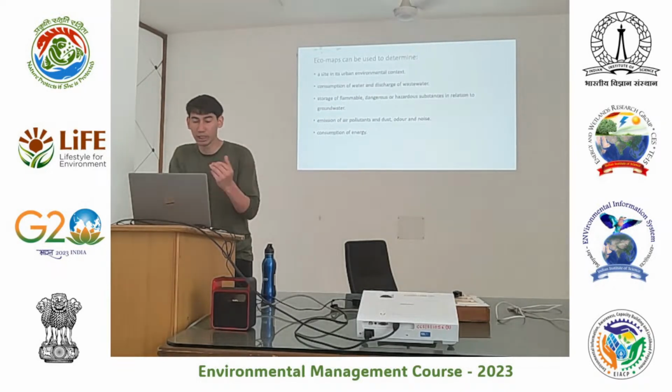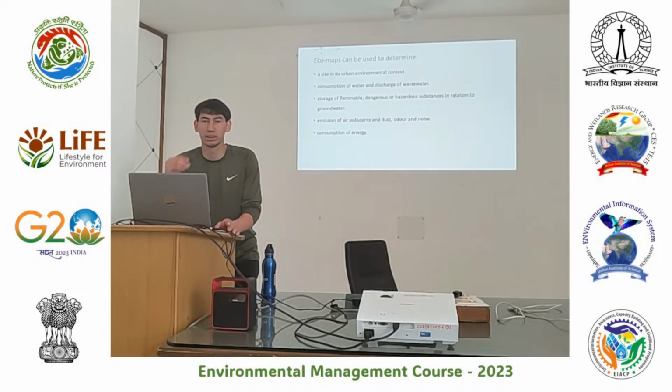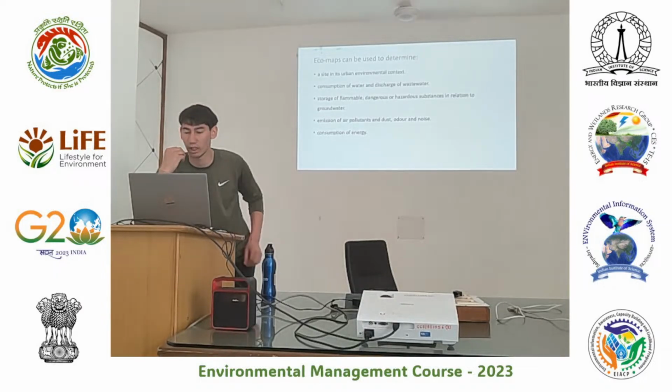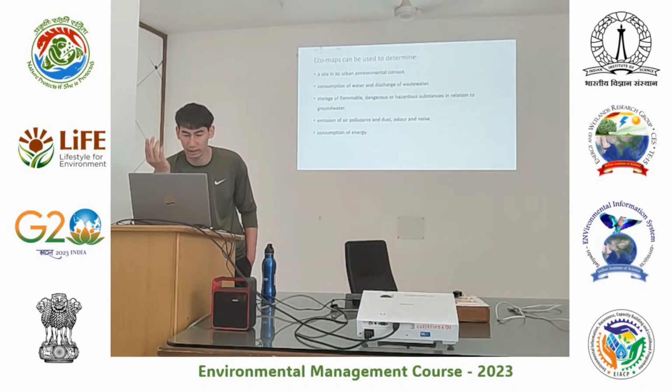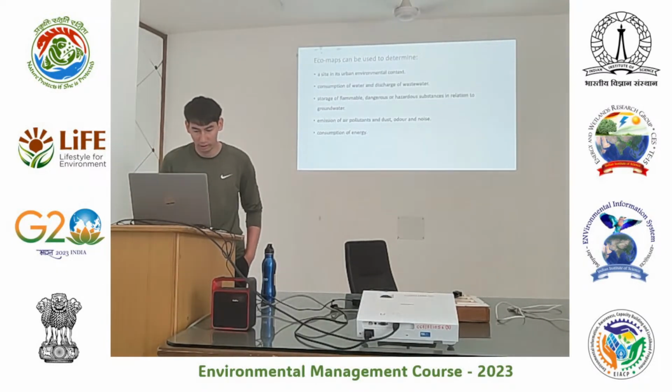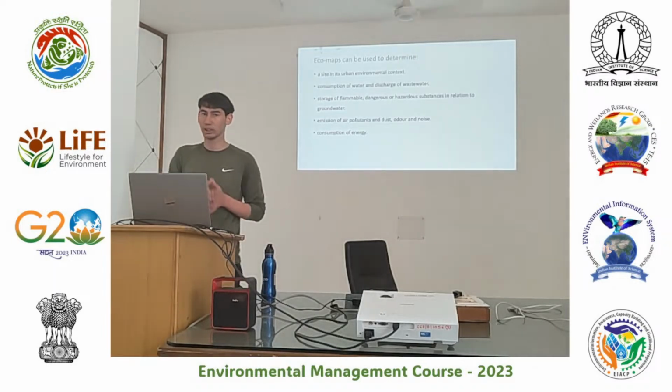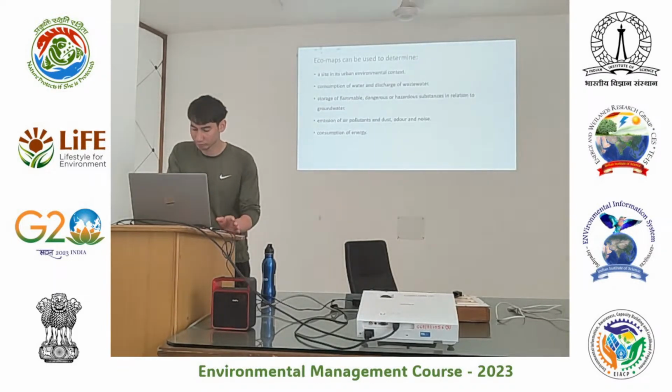So, eco-map can be used to determine these things: a site in its urban environmental context, consumption of water and discharge of wastewater, storage of flammable, dangerous or hazardous substances in relation to groundwater, emission of air pollutants and dust, odor and noise, and consumption of energy. These all can be done with the help of eco-mapping of a project or company.